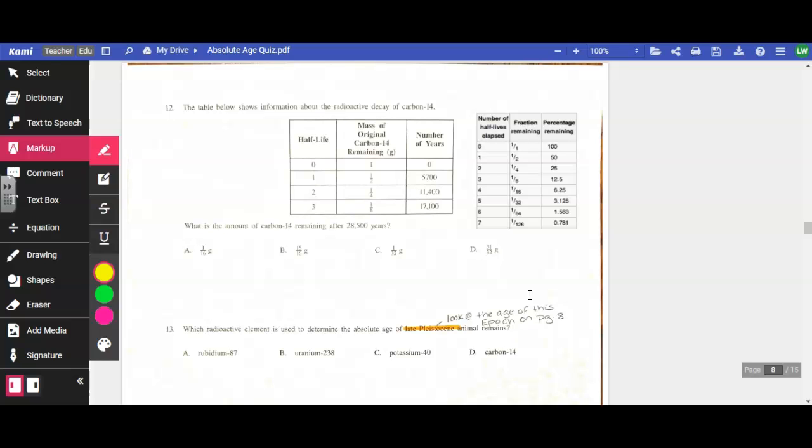Number 12, the table below shows information about the radioactive decay of carbon-14. What's the amount of carbon-14 remaining after 28,500 years? Okay, so I included a little graph for you here. So you'd have to think about how many half-lives is that and what fraction would remain.